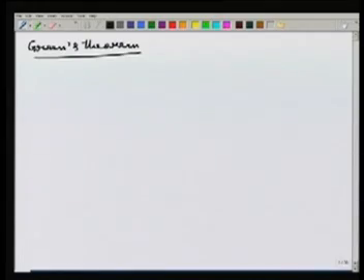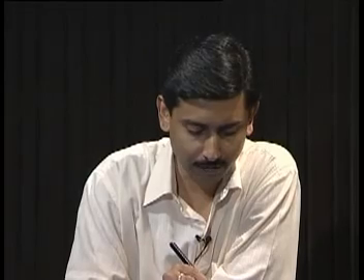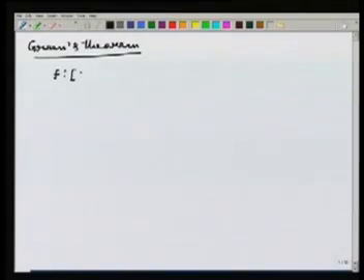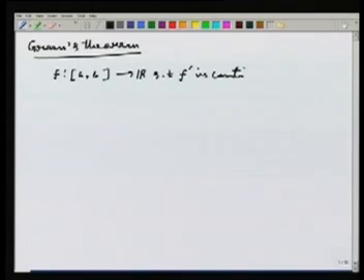So let us recall first what exactly was the second fundamental theorem of calculus. Suppose I have a function f from the closed interval [a, b] to R. Let us also assume that f prime is continuous. Then we have proved that the integral from a to b of f prime(x) dx turns out to be f(b) minus f(a).